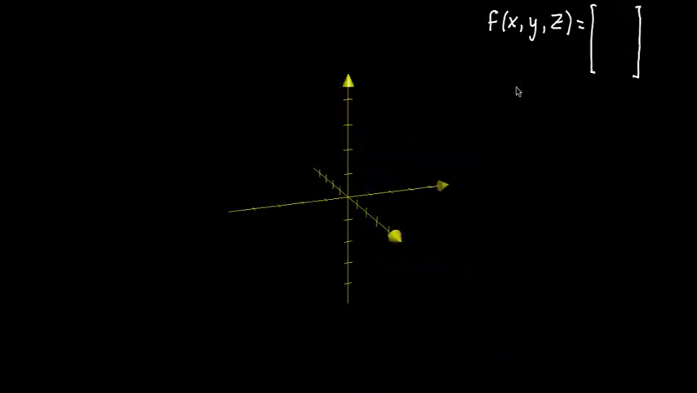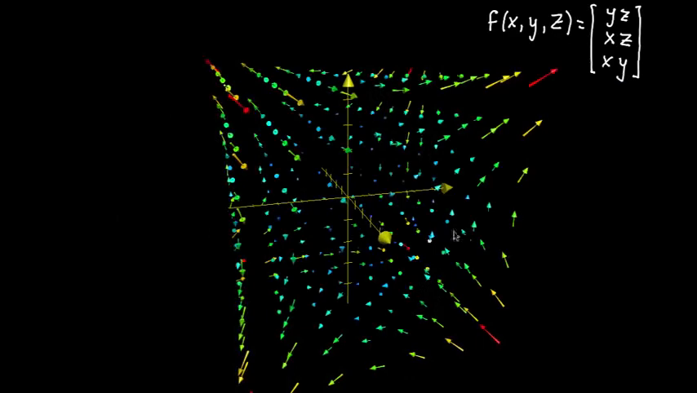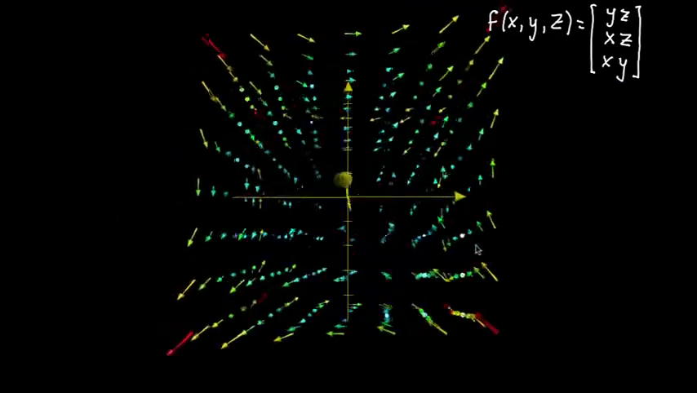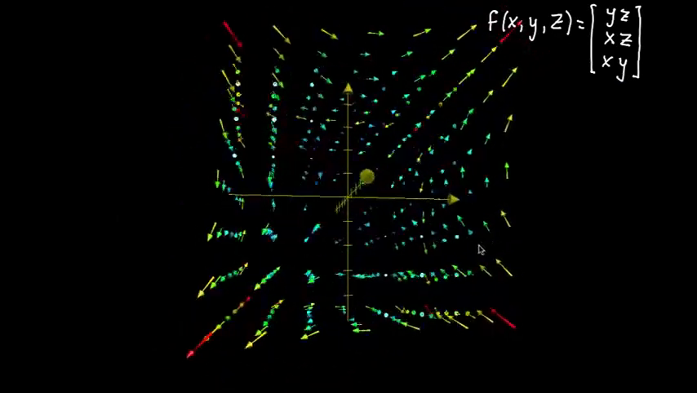And in this example, the x component of the output will be y times z. The y component of the output will be x times z. And the z component of the output will be x times y. So I'll just show this vector field, and then we can start to get a feel for how the function that I just wrote relates to the vectors that you're seeing.